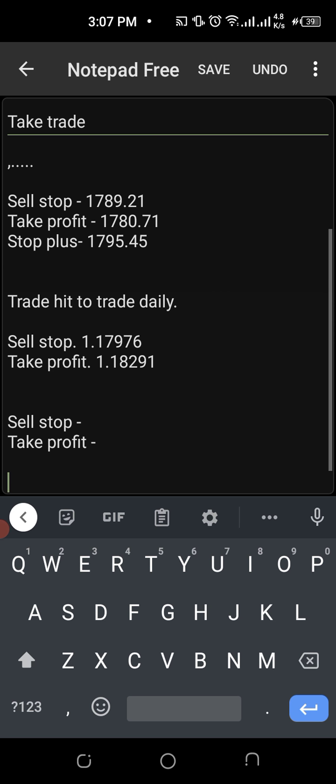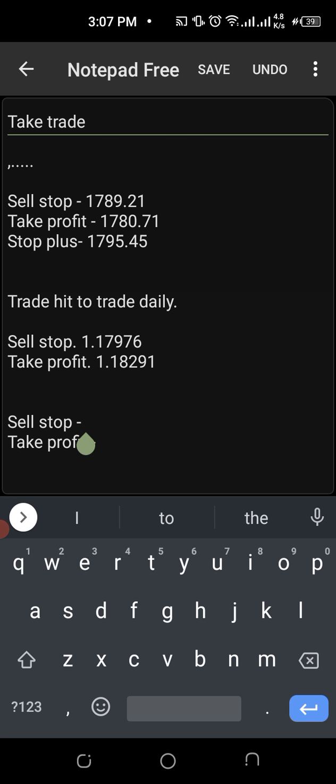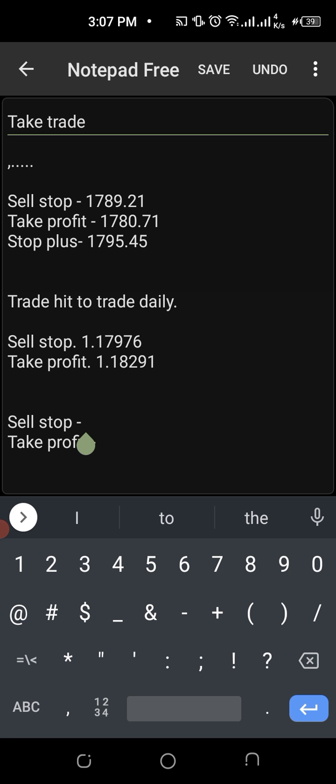So the entry price for the sell stop on Euro USD is going to be 1.18013. $1, 18 cents, 13 points. So at this point, 1.18013 would be our entry for the sell stop. 1.18013. Yep.